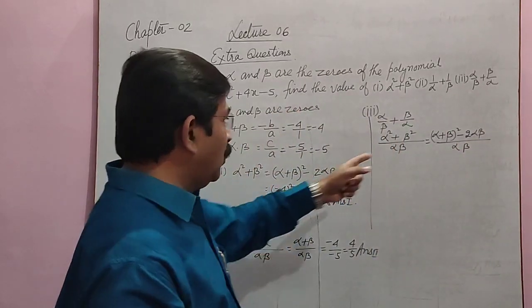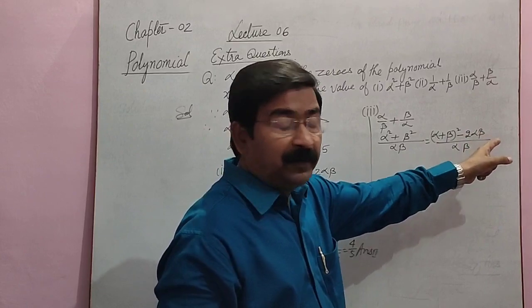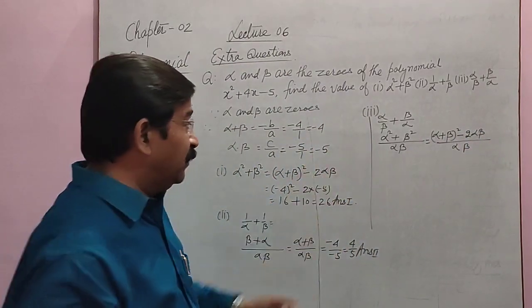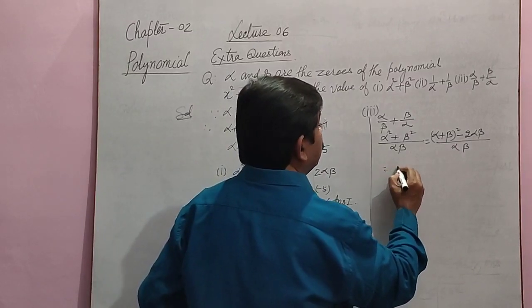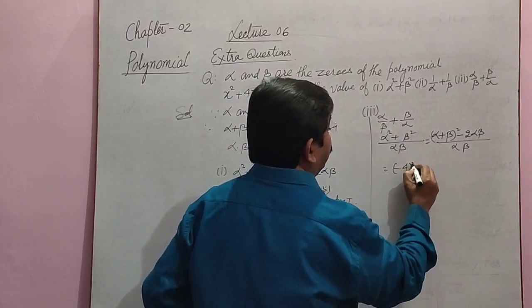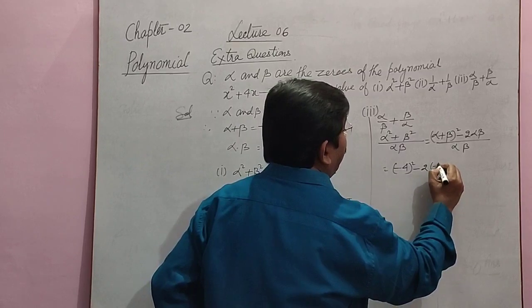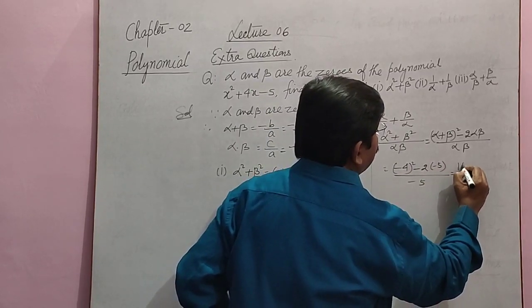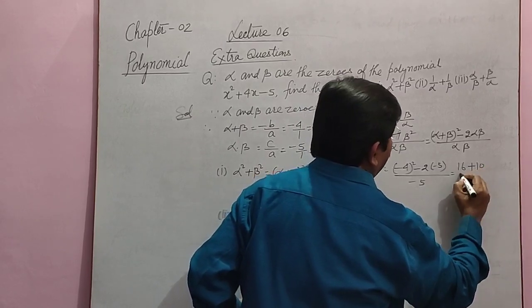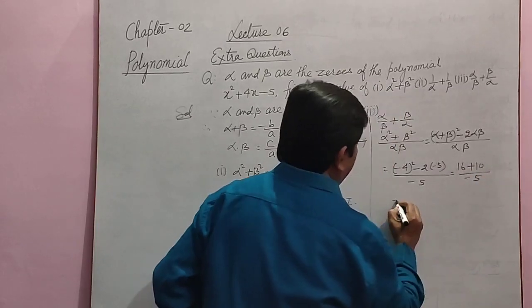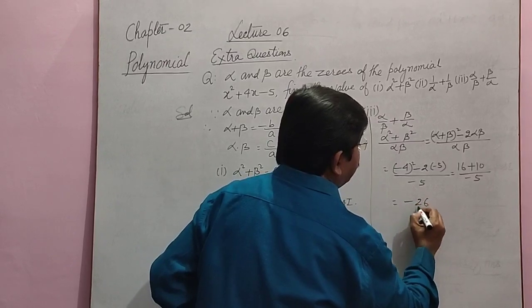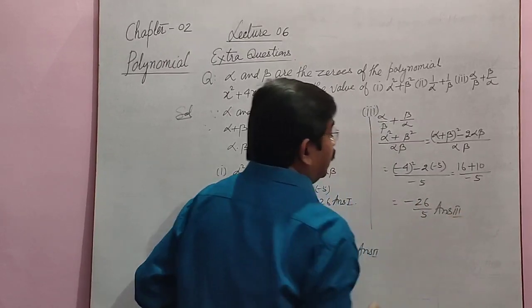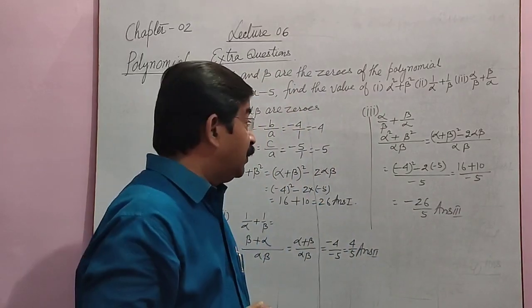Since you have got the value of (alpha plus beta) whole square minus 2 alpha beta, you can write this value directly or you can put individual values. Let's see, this is (minus 4) square minus 2 times of minus 5 upon minus 5. This is 16 plus 10 upon minus 5. Answer is minus 26 upon 5. This is answer third. So this is a very simple question to attempt.